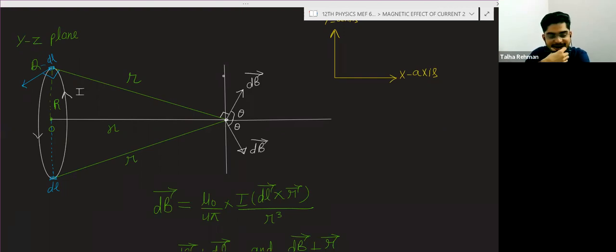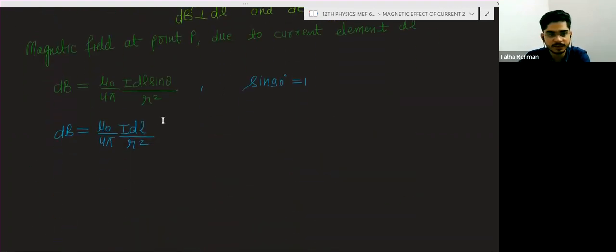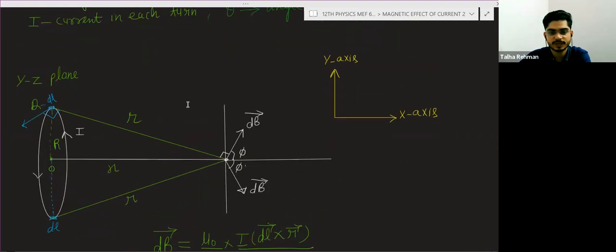Okay. Don't take this angle theta, take this angle. Or we can take any angle. Suppose this angle is phi. So this angle will also be phi, because theta we have already taken here. That is why I am not taking it.